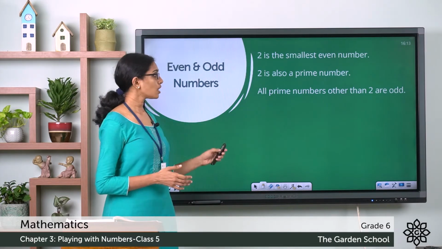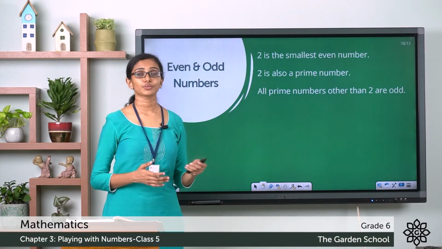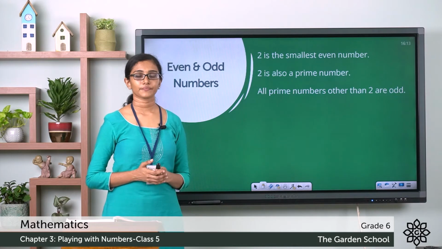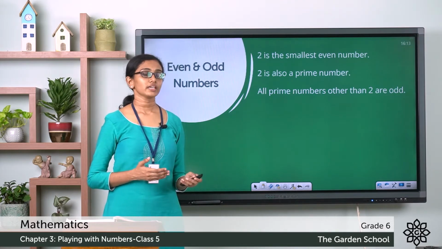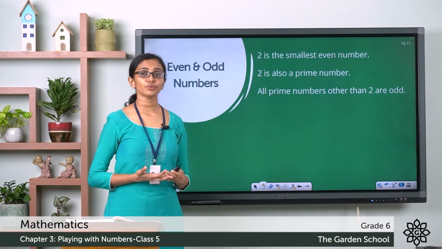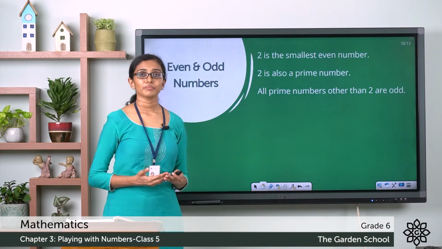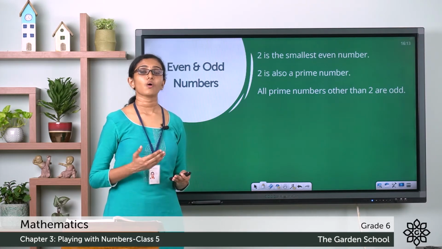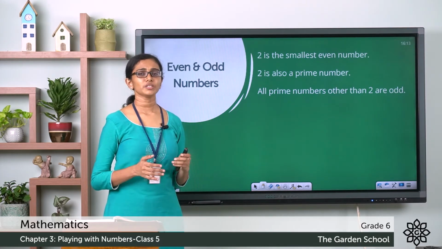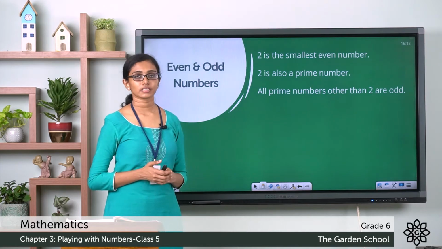And all prime numbers other than 2 are odd numbers. So can you say a few prime numbers? 2, 3, 5, 7, 11 and so on. All the prime numbers except 2 are odd numbers. We will do one activity to verify this.